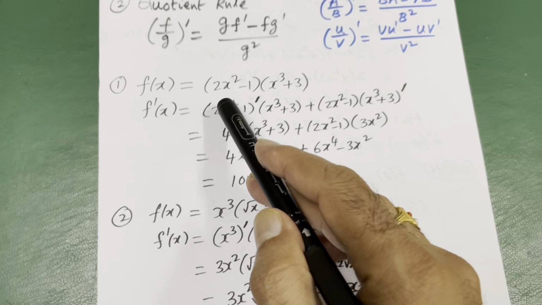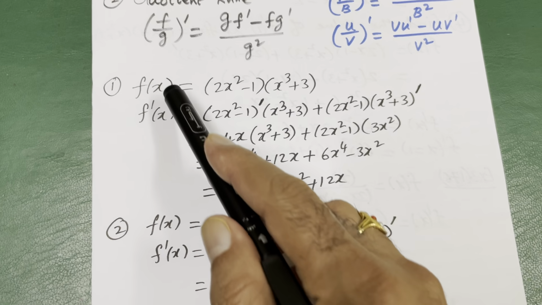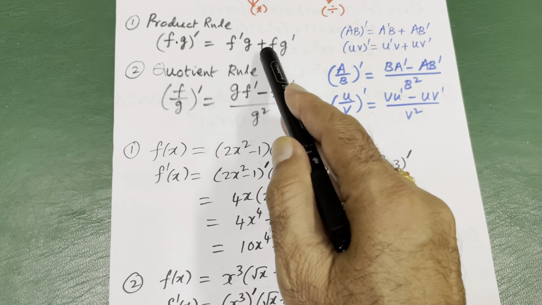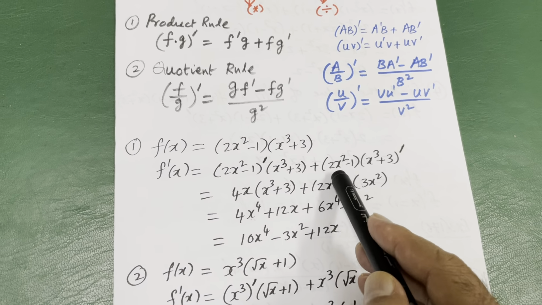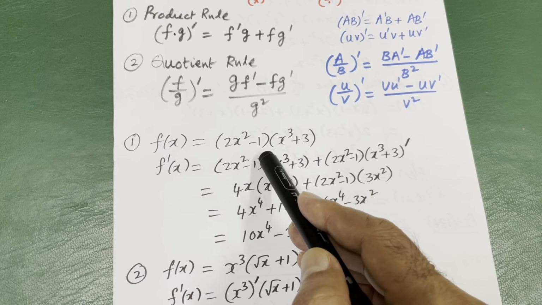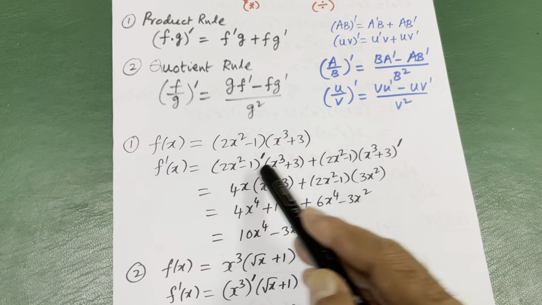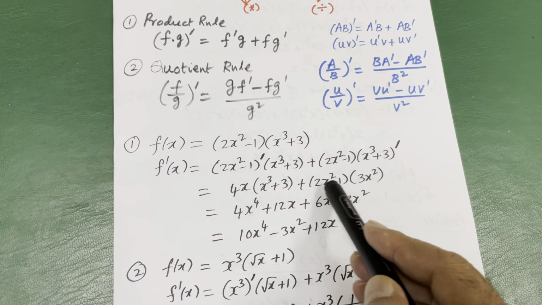Let us do this problem. f(x) is equal to (x square minus 1) multiply (x cube plus 3). We want to find the derivative. So I apply this rule. Write 2x square minus 1, x cube plus 3. First you find the derivative of the first function and then the second function. Its derivative is 4x times (x cube plus 3) plus (2x square minus 1).